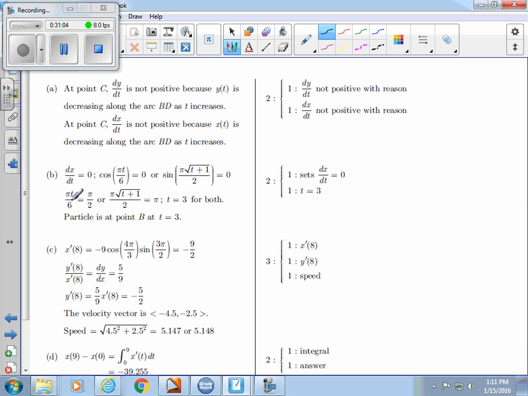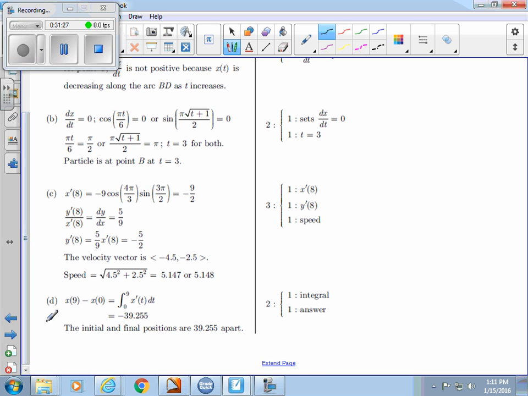Okay, this is the AP rubric for this problem. You got 2 points for part 1, not positive with reason. Sets dx dt equal to 0, gets the 3, that's 2 points. 3 points on part C, a point for x prime of 8, a point for y prime of 8, and a point for the speed. And then the last one, you get a point for the integral and a point for the answer. So they are 39.255. Did y'all get 39.255?